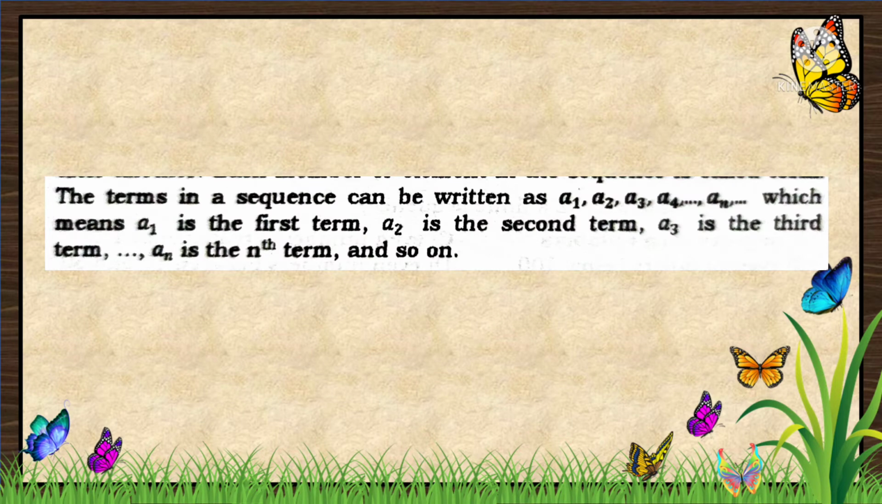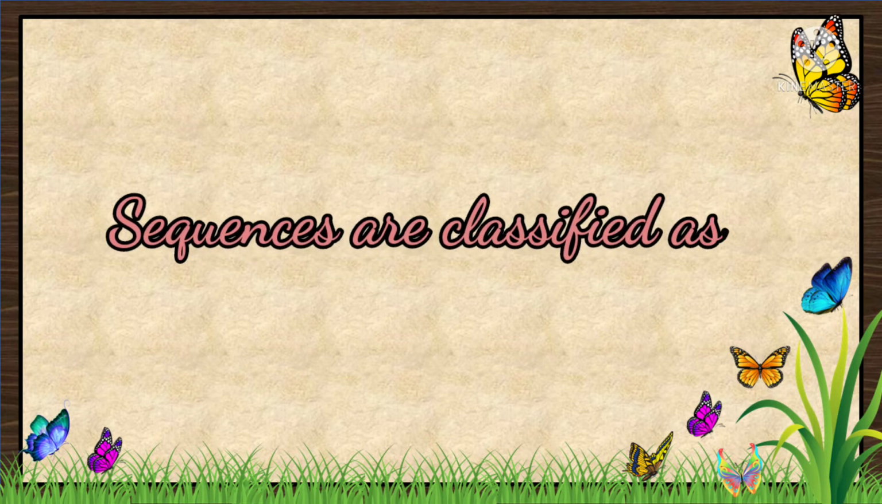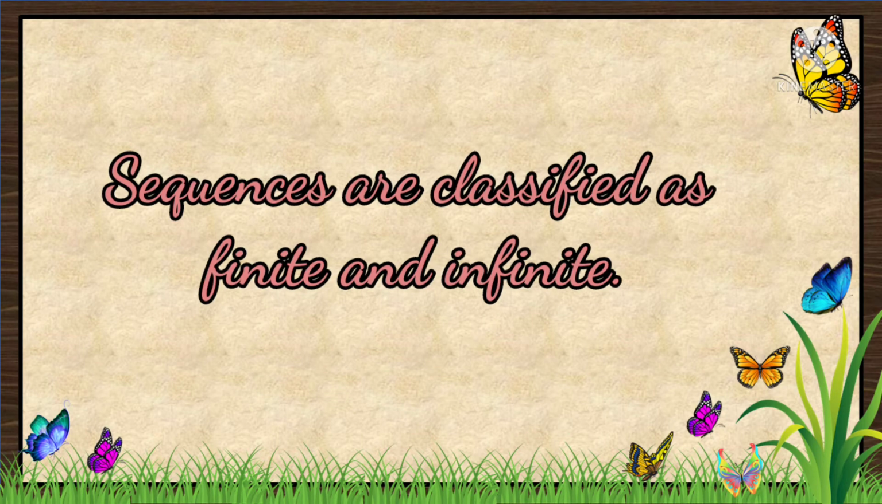The terms in a sequence can be written as a sub 1, a sub 2, a sub 3, a sub 4, and so on until a sub n, which means a sub 1 is the first term, a sub 2 is the second term, a sub 3 is the third term, a sub n is the nth term, and so on. Sequences are classified as finite and infinite.